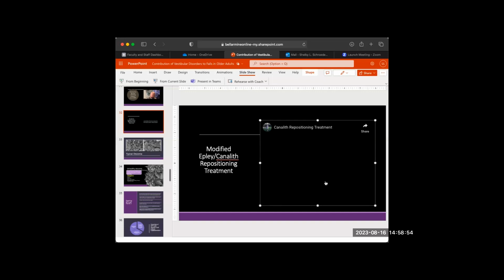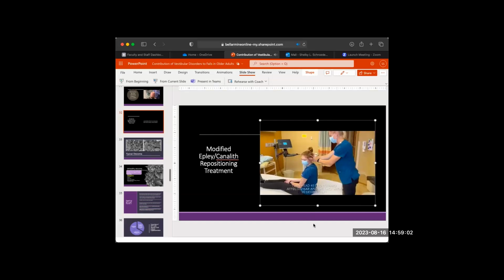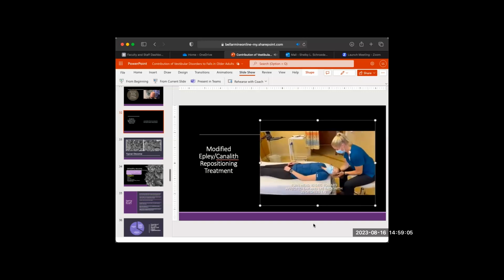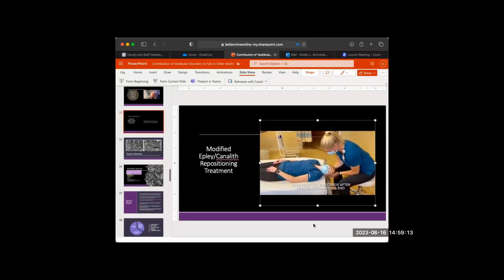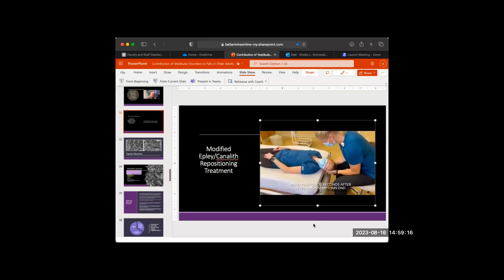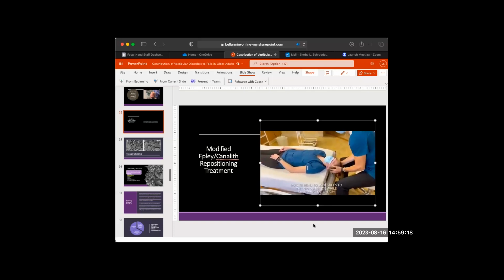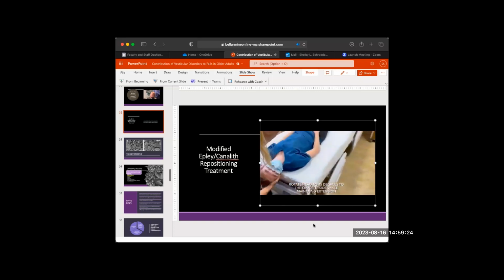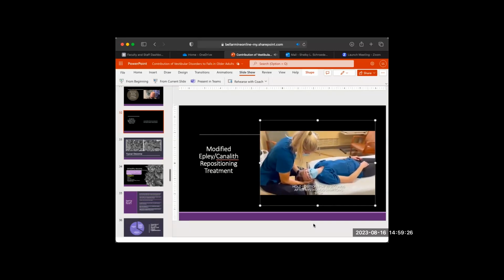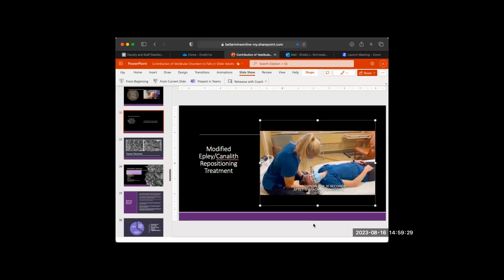So this is the treatment for what you just saw, the crystals being out of place. It's called the modified Epley or the canalith repositioning treatment. So we actually start in the same position that we tested in. So we're going to treat the left ear in this video, the left posterior canal. We're going to keep the extension, the head tipped backwards, and we're going to turn to the other side, 45 degrees. That extension is why we have to hang their head off of the bed.